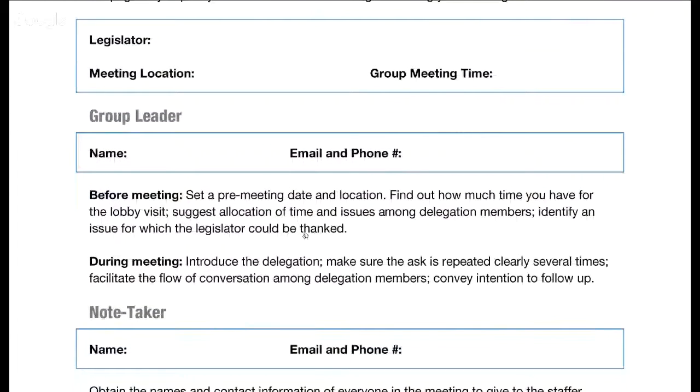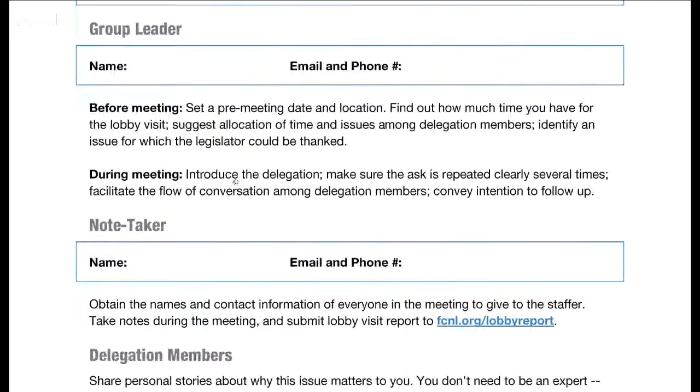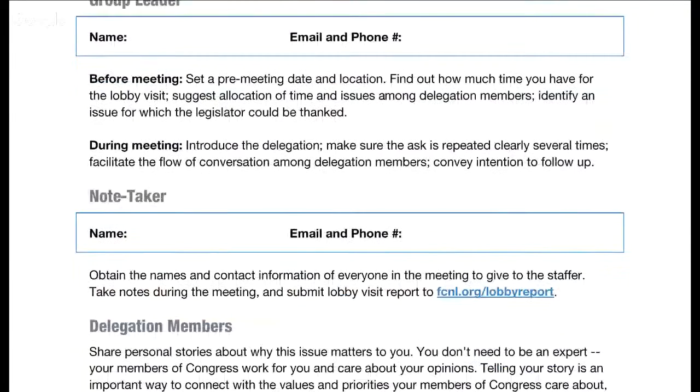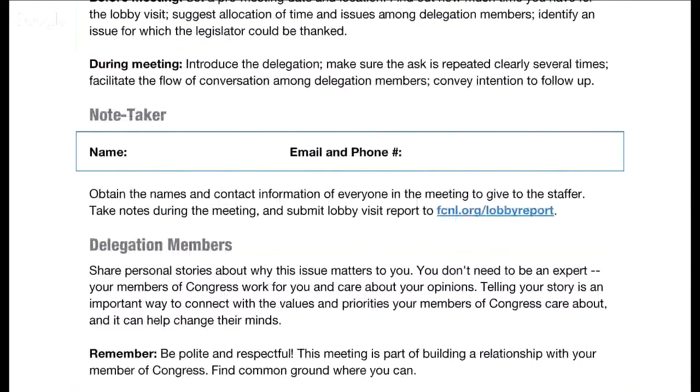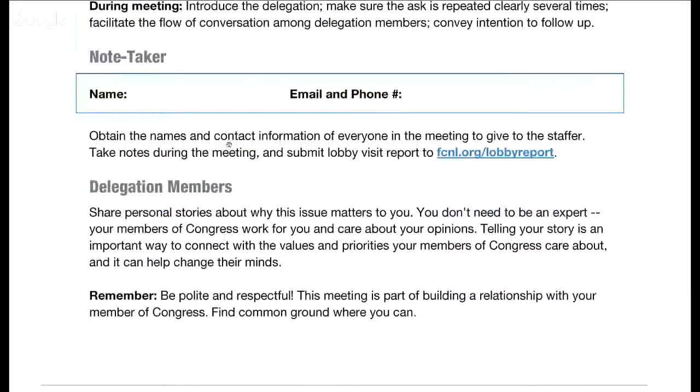There are 3 roles that we suggest that you have in a lobby visit. The group leader, who does much of the logistical stuff as well as the introductions at the beginning and the end and introducing the main ask. The note taker, who's responsible for doing the lobby report back form. And the delegation members, who are people who share personal stories and who ask and answer questions and are just there letting staff know that there's a broad group of people.